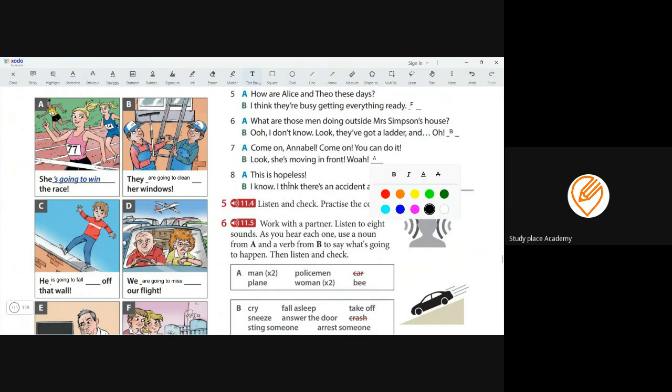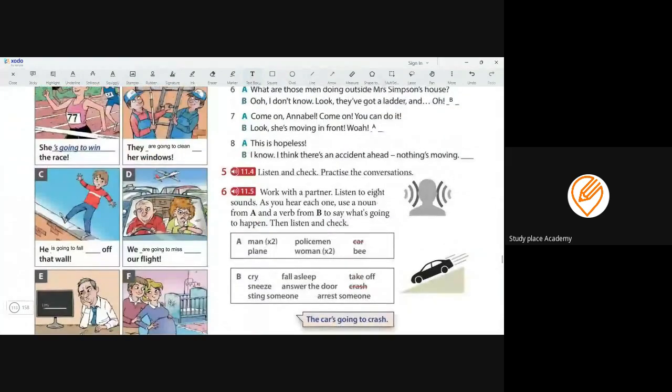And this is hopeless. I know. I think there is an accident ahead. Nothing moving. Oh, it's with D. We are going to miss our flight.